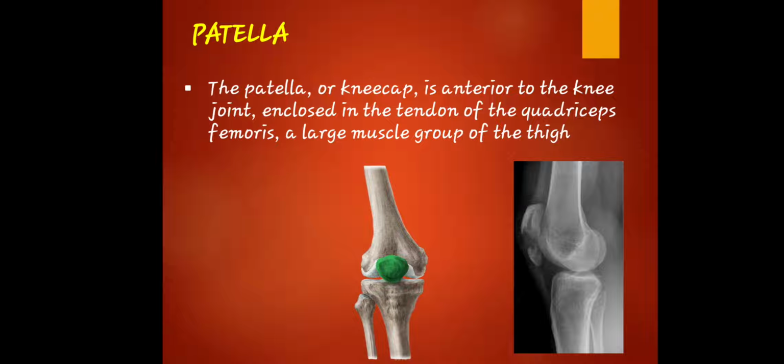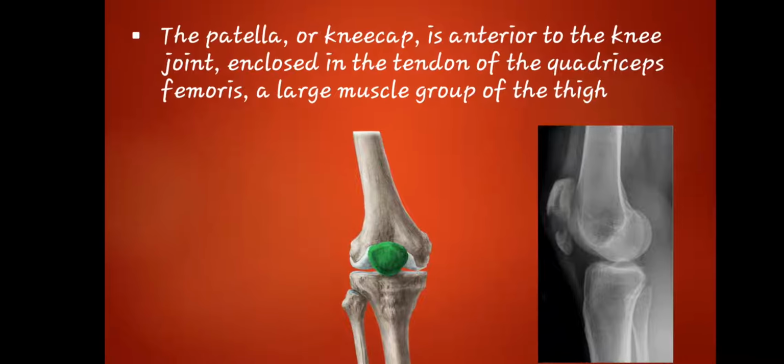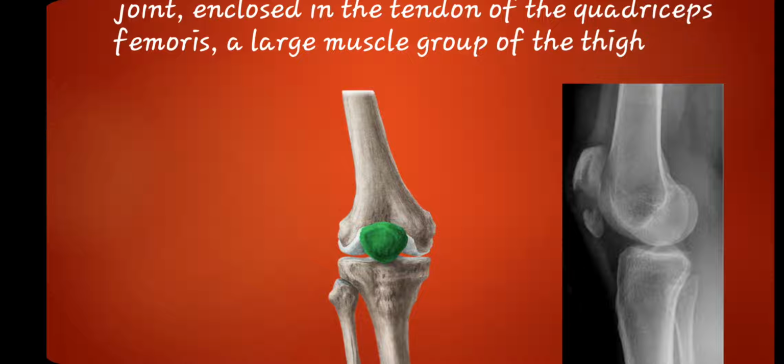So patella. The patella or the kneecap is anterior to the knee joint and is close to the tendon of the quadriceps femoris, a large muscle group of the thigh. Actually, you've already known this one. What is kneecap? What is patella? Because in the body parts and function, we've already discussed it. So as you can see in the highlighted part here, that is the location of the kneecap or patella bone. Okay?